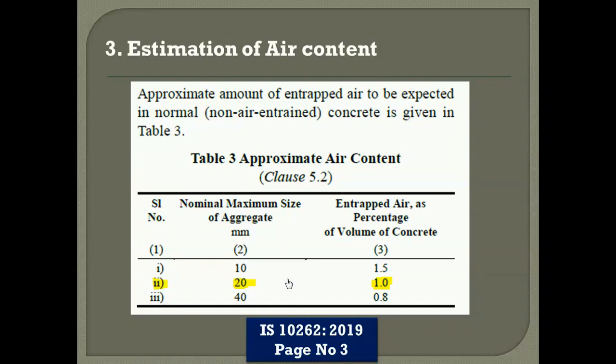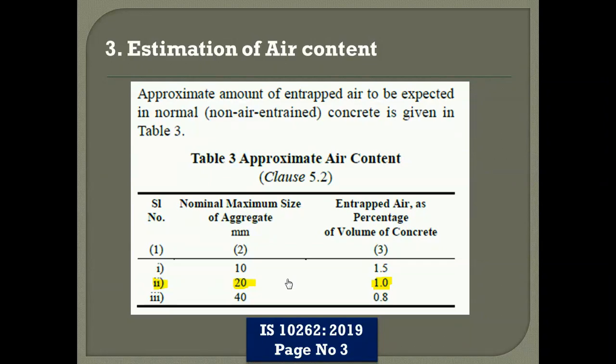It has two columns, that is nominal maximum size of aggregate and entrapped air. So we should know what the maximum size of the aggregate is, as I told in the factors to be considered for mix design, and then we can find the volume of the entrapped air. If the maximum size is 20, then the value of entrapped air given is 1. If it is 25 as the maximum size, then we have to do the interpolation between 20 and 40, and calculate the volume of the entrapped air.